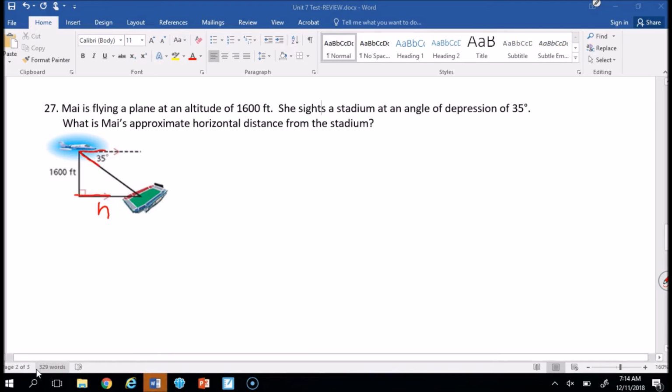And these two lines are parallel. So if they're parallel, then we know that this angle is congruent with this angle because of alternate interior angles. So this is also 35 degrees. So then we're talking about what are these two sides here. Actually, let's make this D down here so we don't confuse it with the hypotenuse.